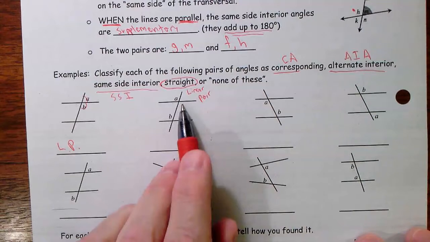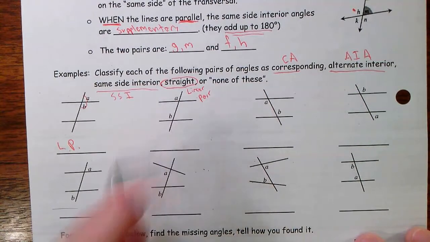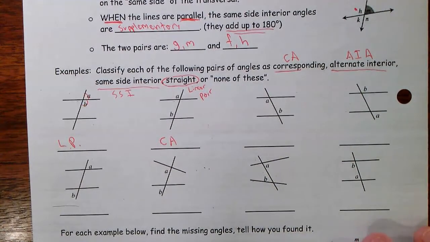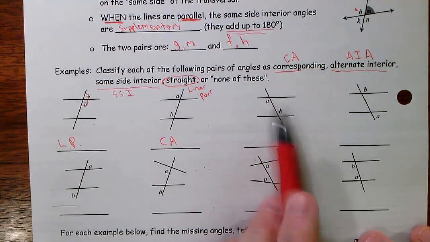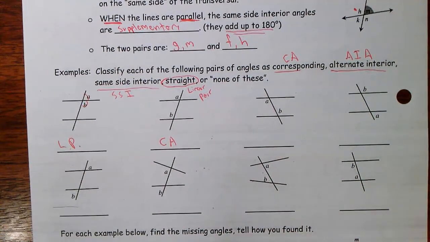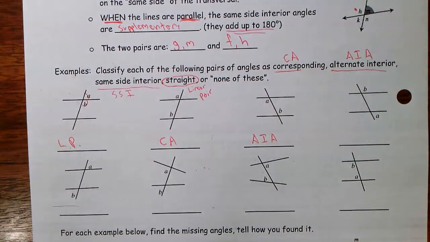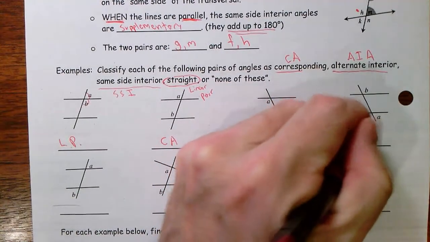In the next one, A and B are on the same side of the transversal, and they're both above their line. These are corresponding angles. In the next one, A and B are both inside, so they're both interior, and they're on opposite sides, so they're alternate interior angles. This next one, they are not corresponding because they're not both above their line or below their line. They're not alternate because they're not on opposite sides, and they're not interior, so I guess this is none of these.